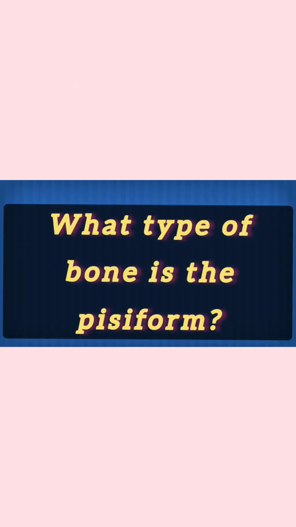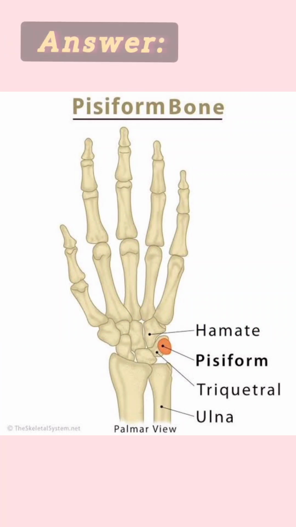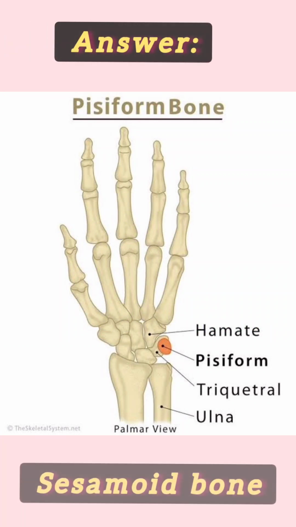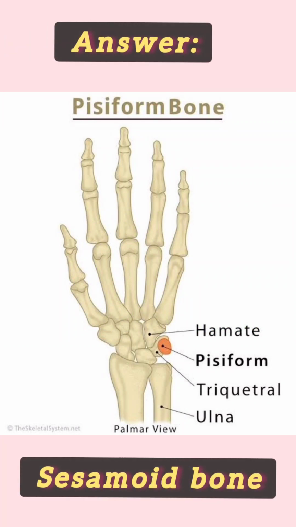Next question is, what type of bone is the pisiform? Pisiform is a sesamoid bone. You know, a sesamoid bone is a bone which is devoid of periosteum, has no Haversian system, and develops under a tendon. This pisiform bone develops under the tendon of flexor carpi ulnaris. It is the only sesamoid bone in the hand.